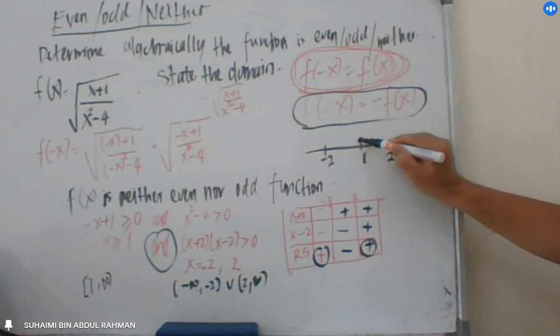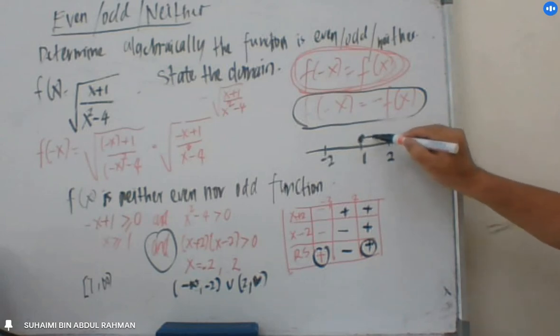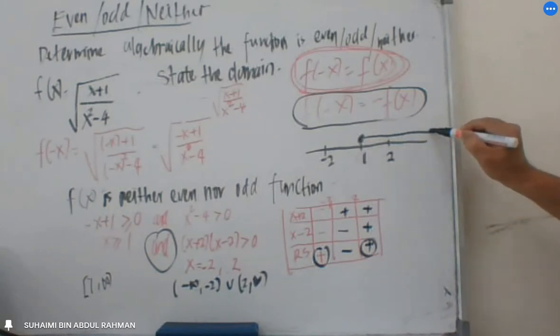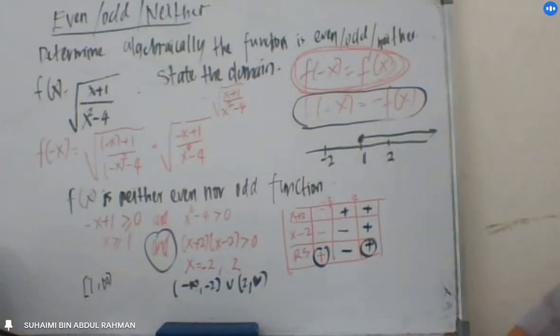1 including. This is including. Remember that. Whole, bold. Until infinity. Right. That's from left. From right.